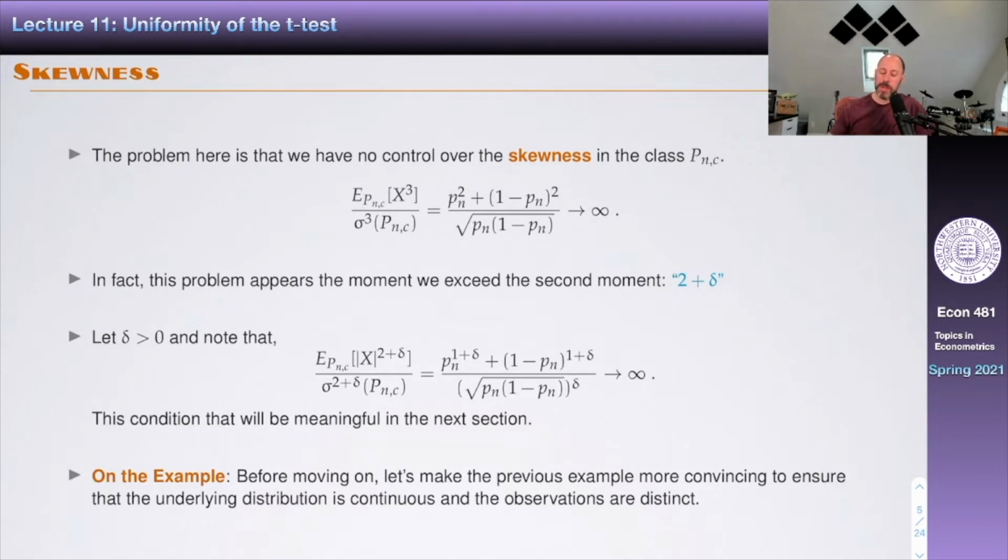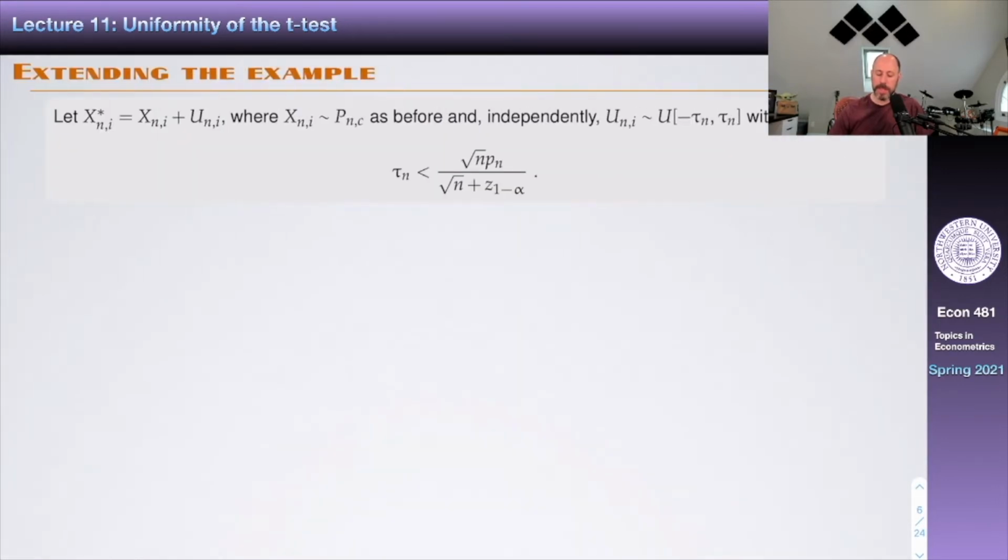This is to address this issue that I said last time. Sometimes people say, oh, look, this is fine, but this example is just a 2-point mass distribution. It looks kind of weird. Well, let's see. We're going to extend the example as follows.